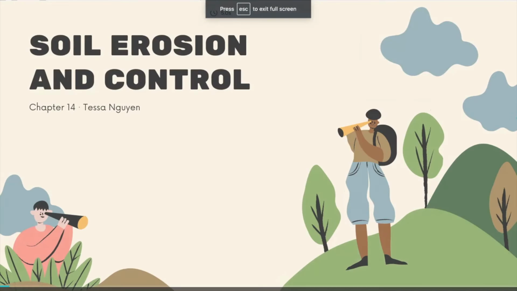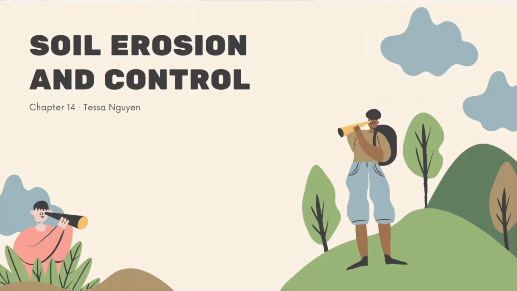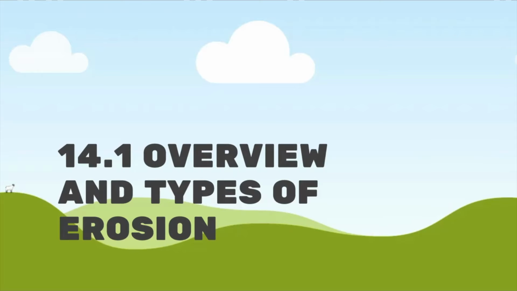Hi guys, so today we're going to be going over chapter 14, which is on soil erosion and control. The first section is just going to be a little overview on the types of erosion and why it's important.